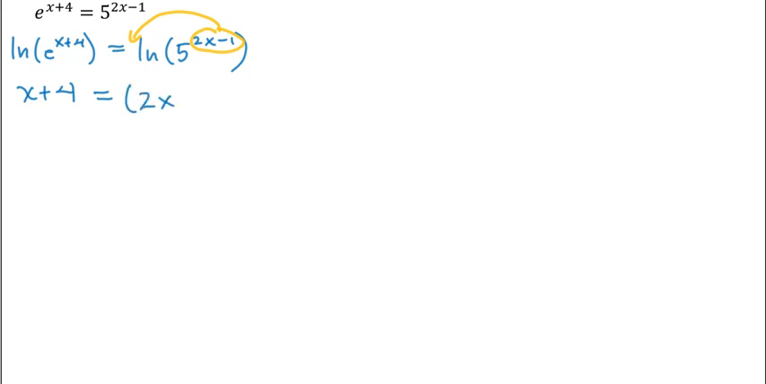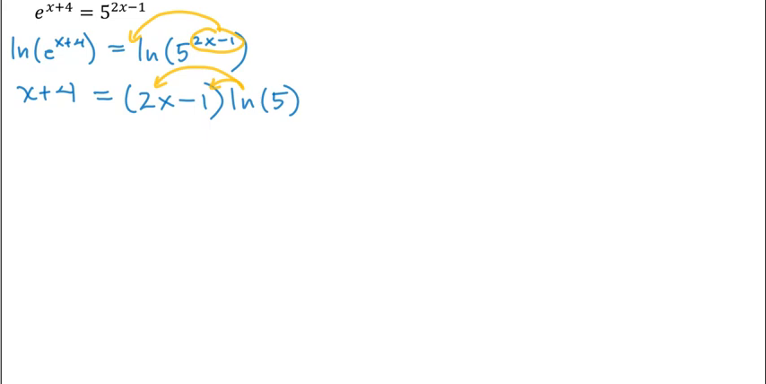Be careful with this. You'll need to throw some parentheses around that 2x minus 1, because we are going to have to distribute that natural log of 5 through. So make sure that you include some parentheses there. That distribute is going to be my next step, but let me clarify why I'm doing that.